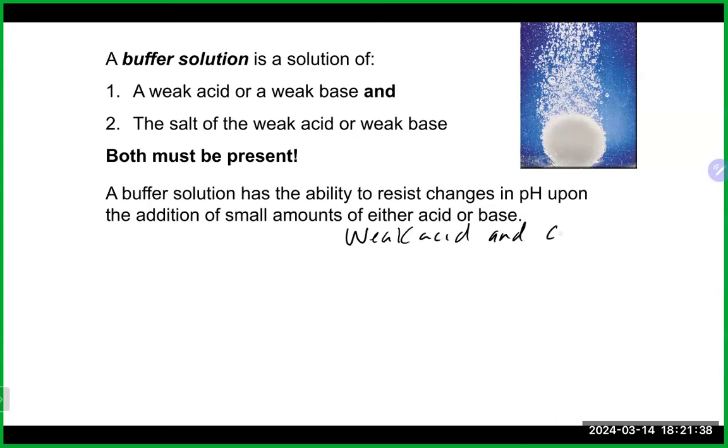and its conjugate base, oftentimes referred to as the salt of its conjugate base, which just frankly means it's got a sodium or potassium just hanging out doing nothing, basically, to make it an ionic compound. Or you can have a buffer that is made up of a weak base and the salt of its conjugate acid.